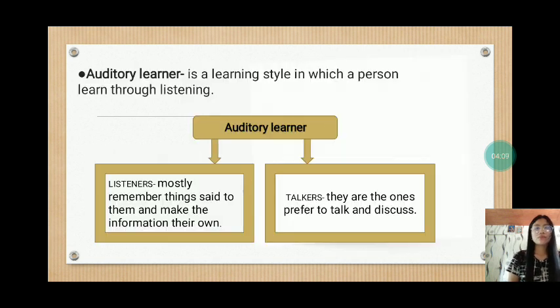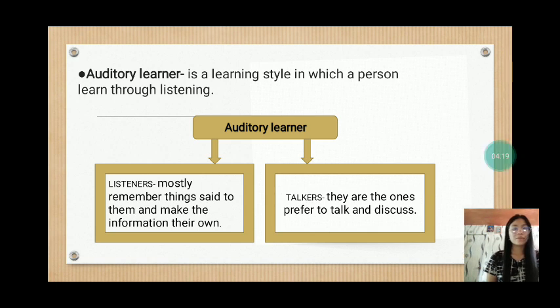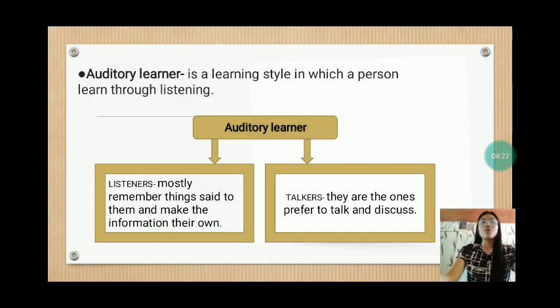Next, we have the auditory learner. What is an auditory learner? It is a learning style in which a person learns through listening. If you are an auditory learner, you learn best through verbal lectures or discussions, talking things through and listening to what others have to say. You can absorb information easily if you hear and listen to it.